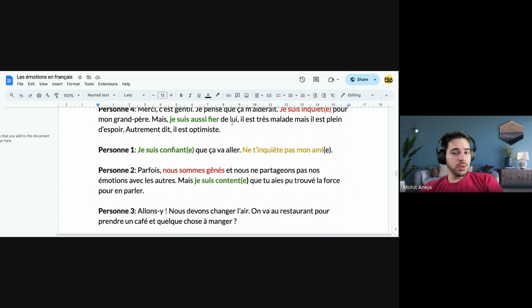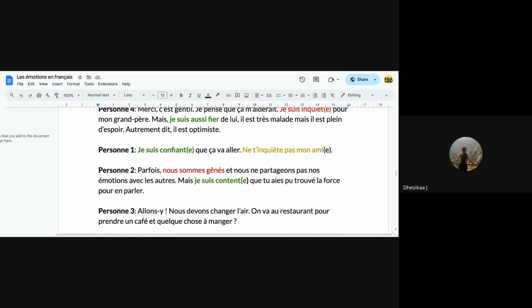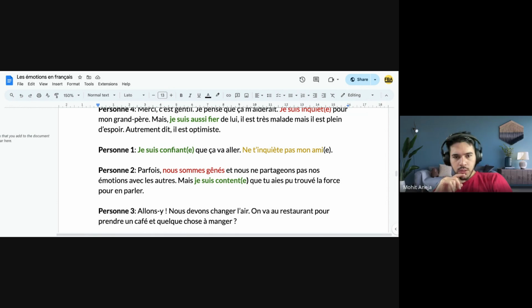Je suis confiant que ça va aller. Ne t'inquiète pas, mon ami. Parfois, nous sommes gênés et nous ne partageons pas nos émotions avec les autres, mais je suis contente que tu aies pu trouver la force d'en parler.